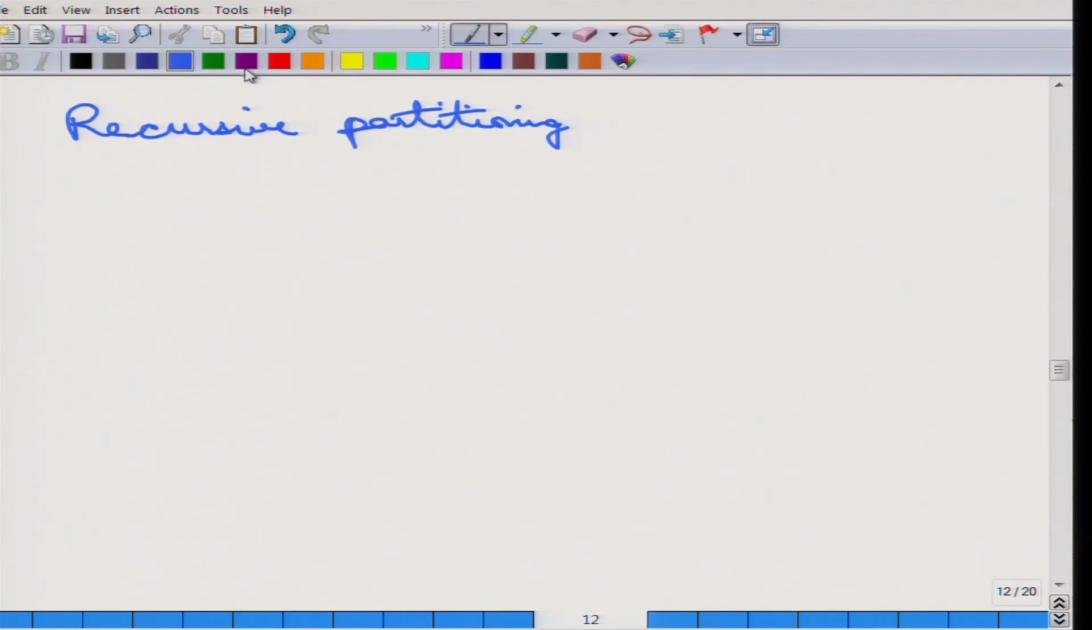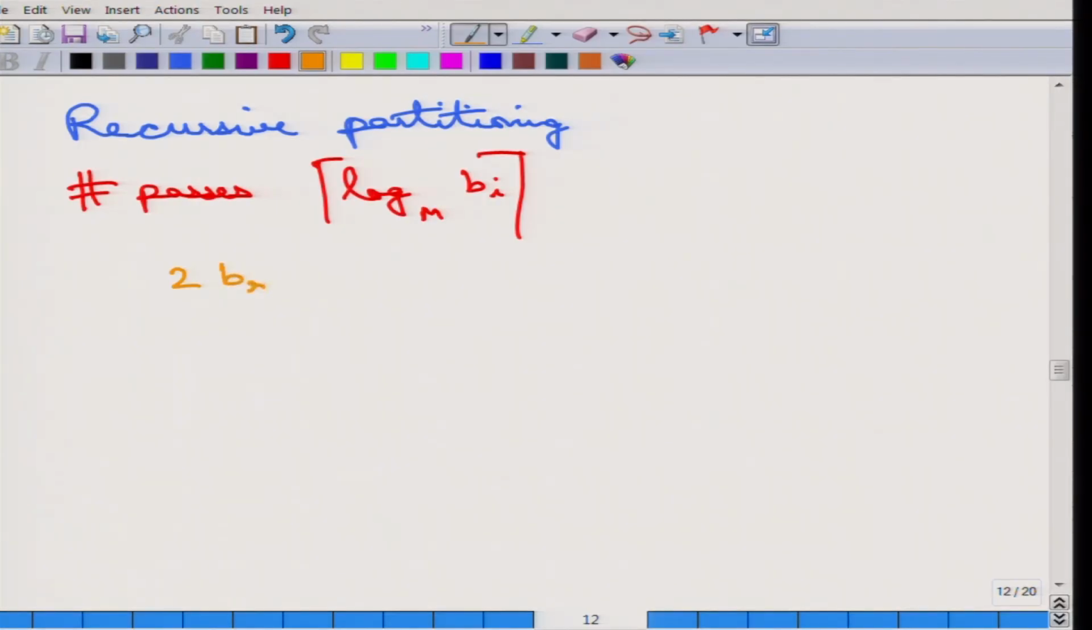So the number of passes is the first thing to enter. That is the first important thing: log M times BI, because M is the memory size, so that many passes are required. Now, for simplification, if we ignore half-filled partitions, the total number of transfers has to be multiplied, because in every one of these passes the entire relation is read, etc.